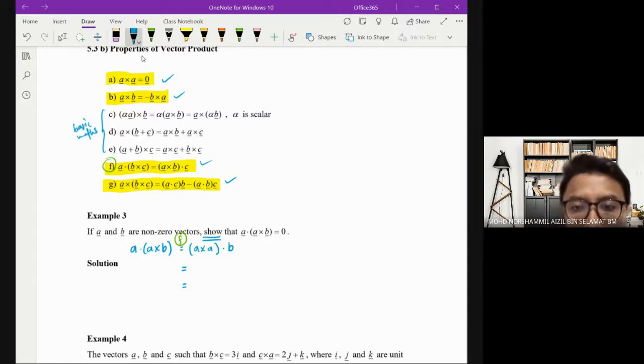And then we can use rules A. Kita boleh pakai rules yang A pula. Properties A. Where this one will produce 0 vector and then dot vector B ya. Of course 0 dot B will be 0. Shown.